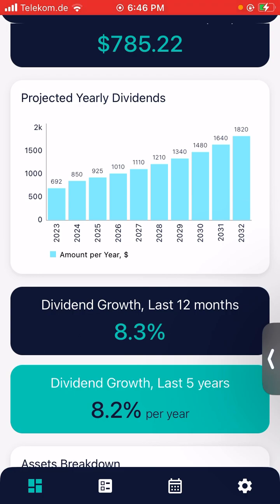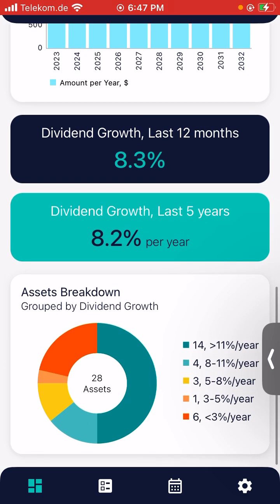$850 next year, $925 in 2025, $1,000 in 2026, big milestone reached here, which is to make 4 figures in dividends a year with my portfolio. And if I keep going with the same investment that I have made today without adding any dollar to my investments, just by relying on the dividend growth, I will receive about $1,820 yearly dividends from my portfolio.